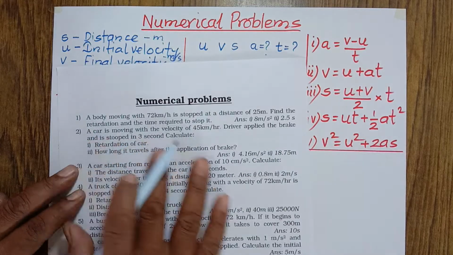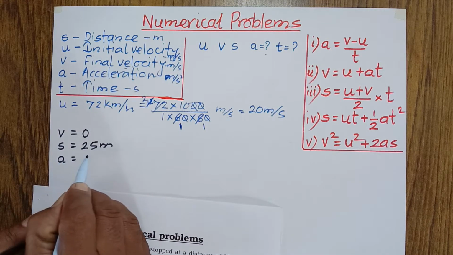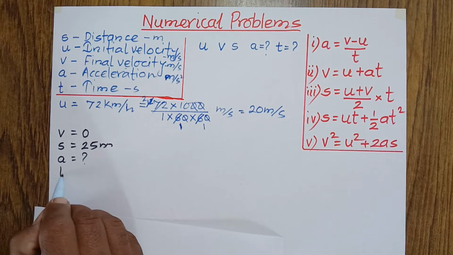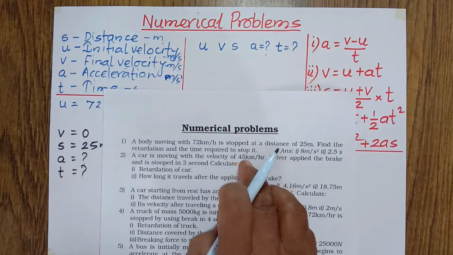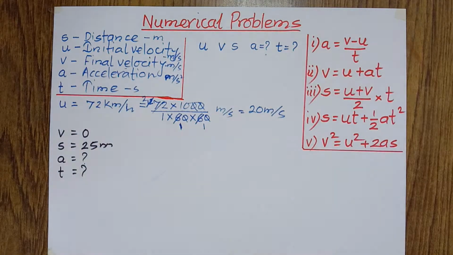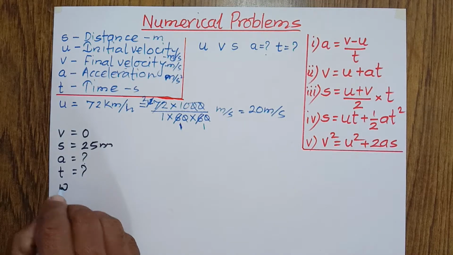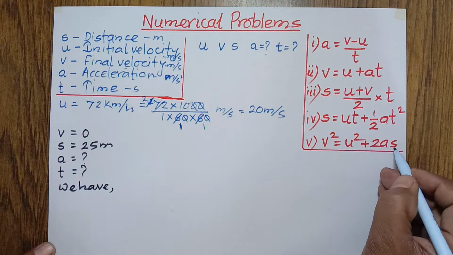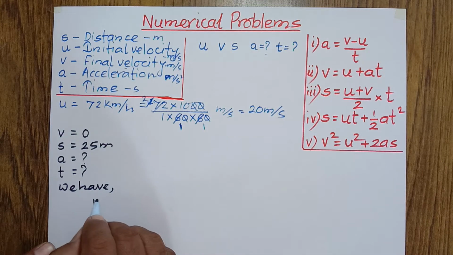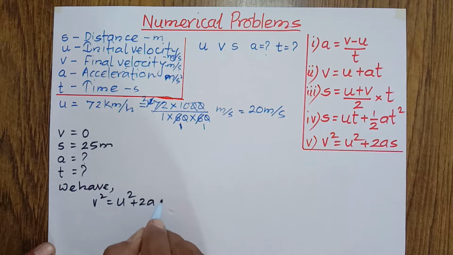Okay. Find the retardation and time required. Retardation means acceleration, how much, and time required is equal to how much. Now we don't have to see this numerical. Everything is converted into mathematical form. Now let's go through this numerical. Now we are using this equation previously selected. V square equal to U square plus 2AS.